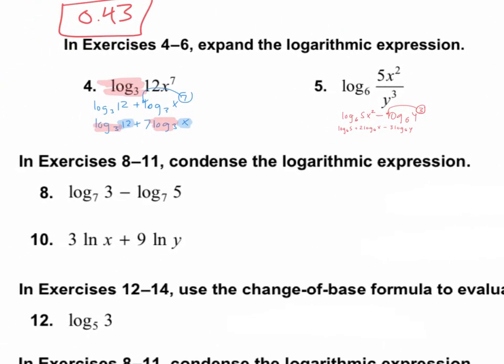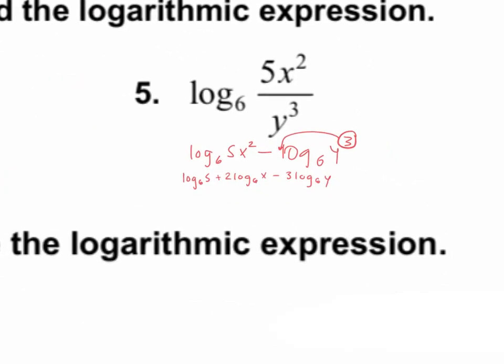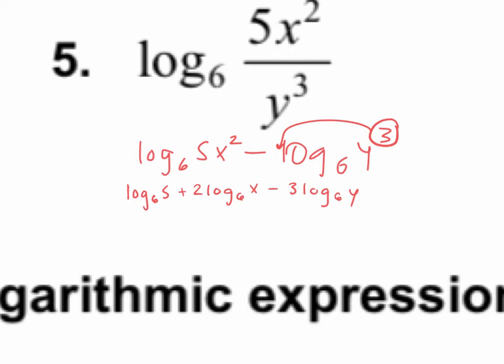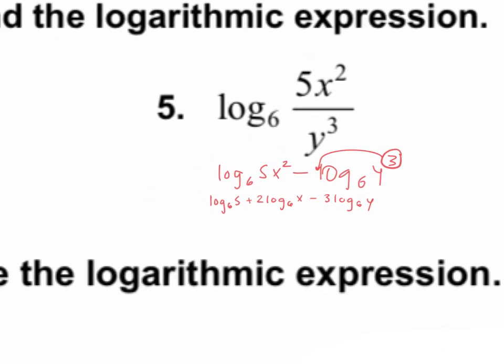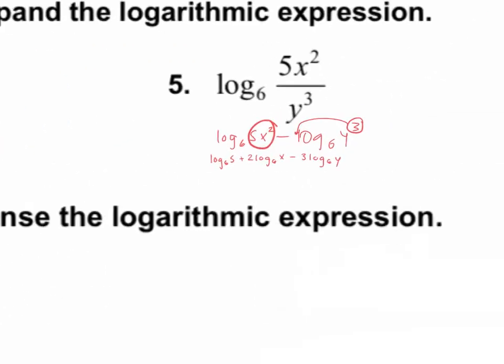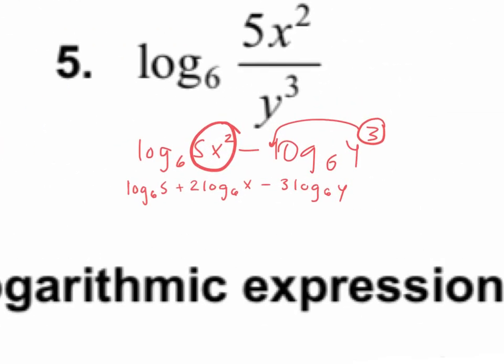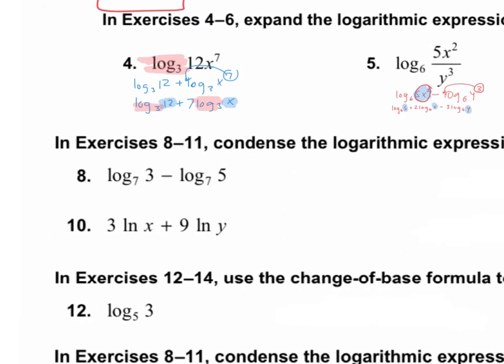All right. Mr. Parker? Yes. With number 5, if we didn't break down 5x squared, would it be wrong? Yes. Like if we just left it? Oh. So you have to expand it completely. So since you're multiplying here, you have to expand it by adding. So just like I said, you need one term, either a variable or a number after your log. So 1, 1, 1. Here we have 3 things going on, so we have to expand it. Okay, thank you. You're welcome.